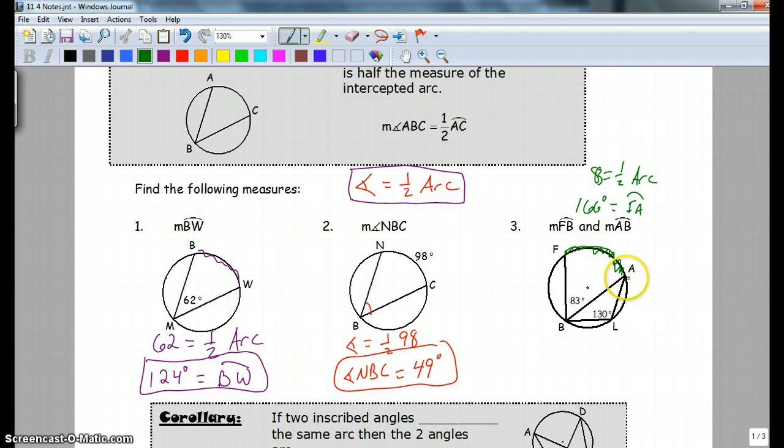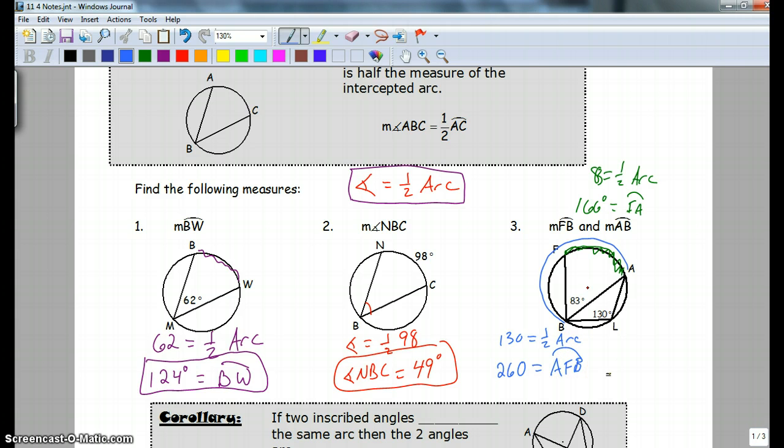Now, let's look at angle ALB. ALB is 130 degrees. So 130 is 1/2 the arc. Thus, the arc is going to be 260 degrees. Now, what's the name of that arc? This arc goes all the way to here. Since it is greater than 180 degrees, this is a major arc. So the name of this arc is arc AFB. You need 3 points to name a major arc.